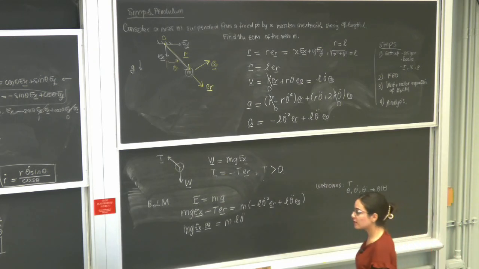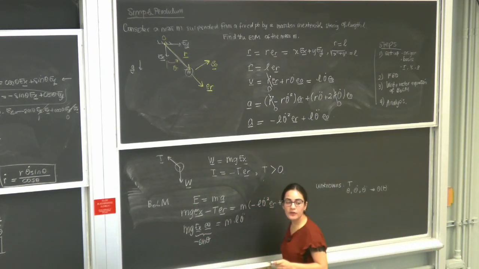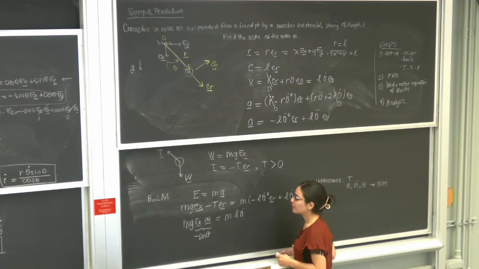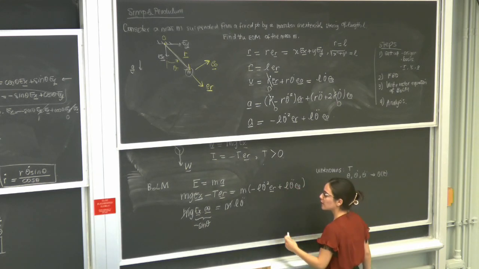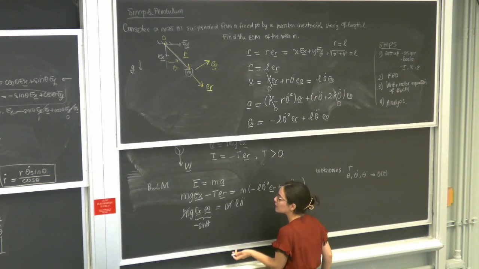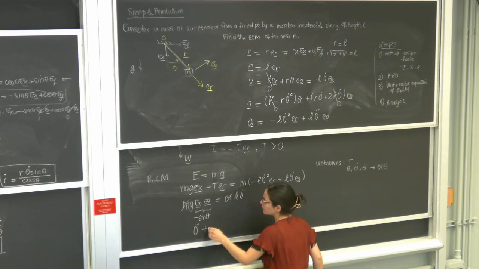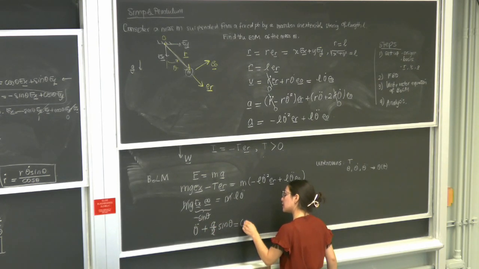Negative sine theta. Raise your hand if you agree. Good. So I'll divide by mass, and I'll take everything to one side, and I'll rearrange this equation to become theta double dot plus g over L sine theta is equal to 0.